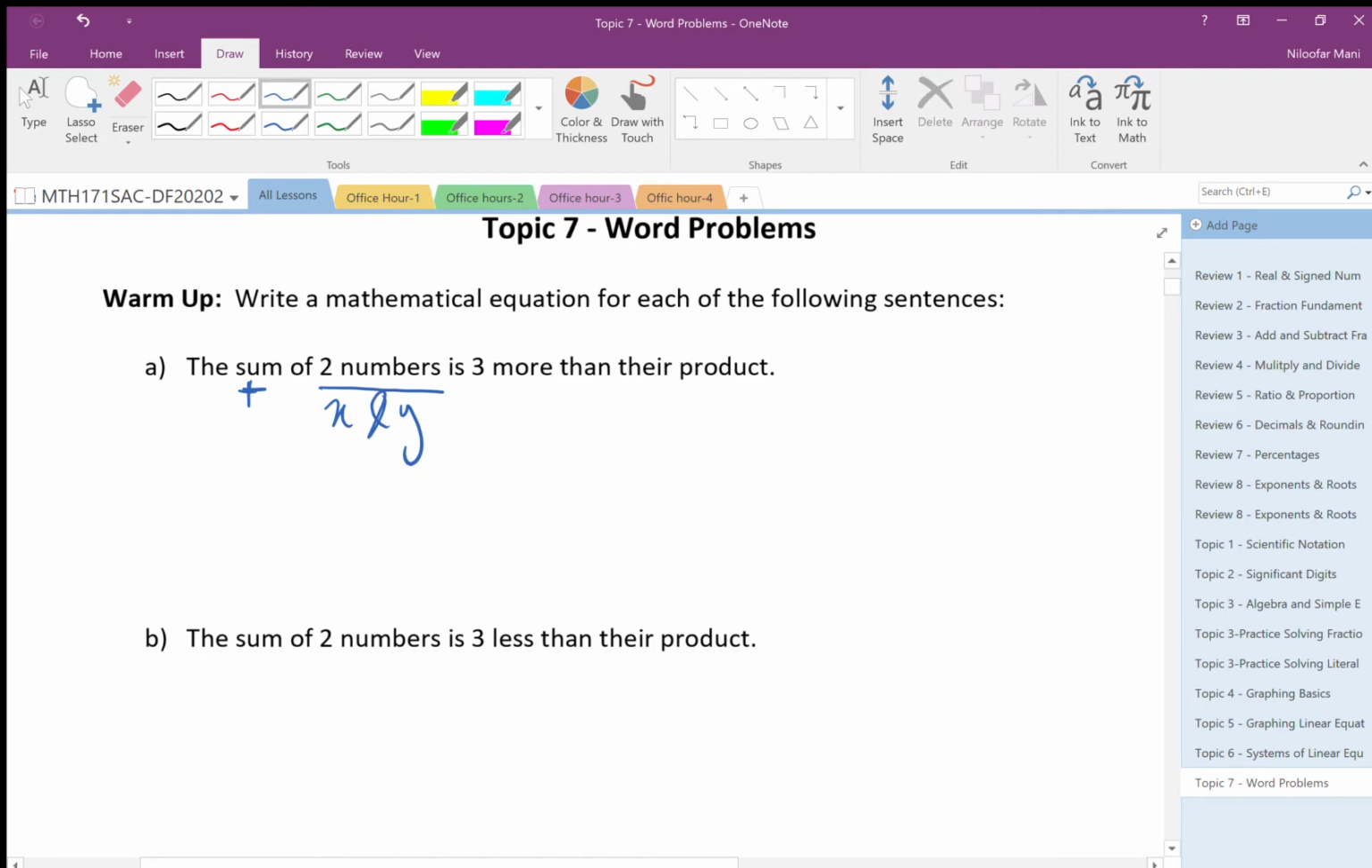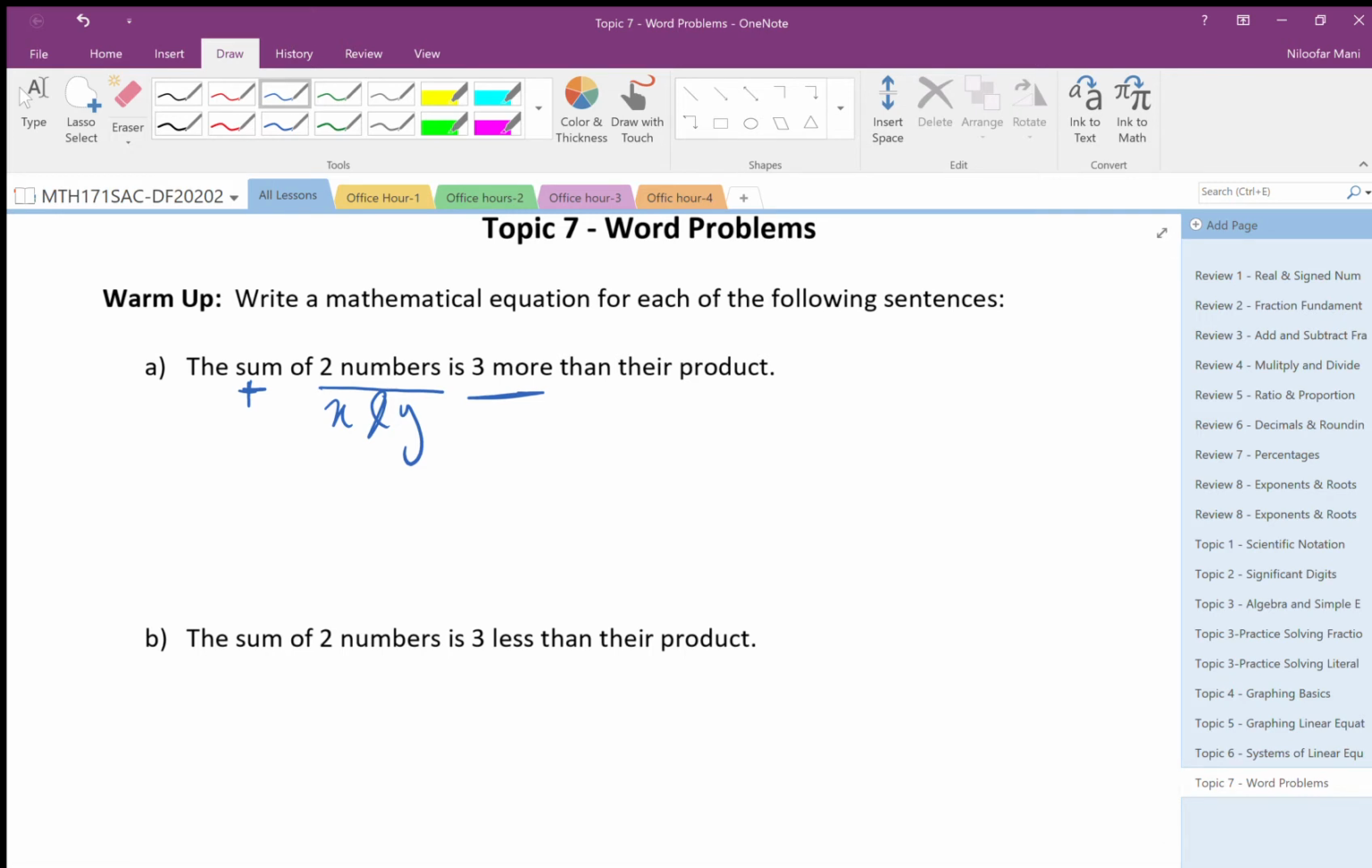Is 3 more than their product? This means, for example, 10 is 3 more than 7. So 5 is 3 more than 2. You have to keep that in your mind, that it's the meaning here. And then it says than their product.